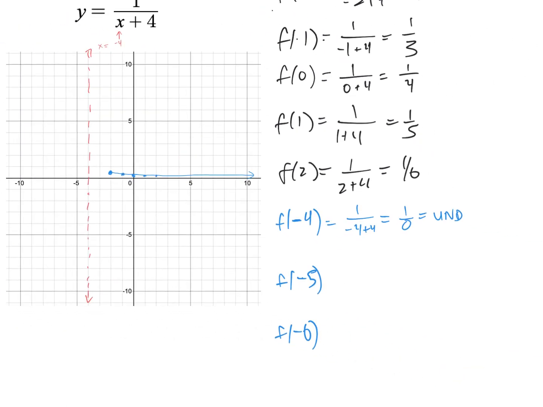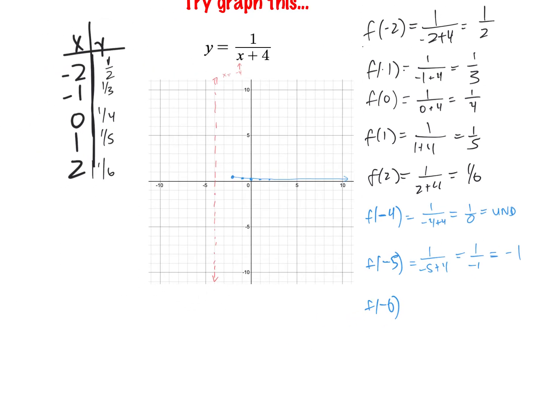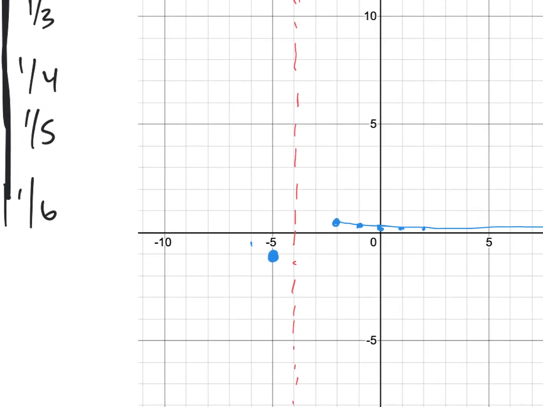Next up, let's evaluate f of -5. So I'm going to have 1 over -5 plus 4, which is 1 over -1, which is just -1. So I'm going to graph -5 comma -1. Okay. And then finally, I'm going to graph f of -6. So I've got 1 over -6 plus 4, which is 1 over -2, which is -1/2. Okay, so I'm going to also graph that point, -6 comma -1/2.